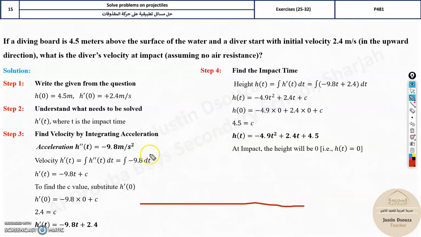This is the surface of water. There's a diver who is above 4.5 meter. Impact means it's touching the surface over here. So the initial height is 4.5, but the impact height will always be 0. So h of t must be 0.